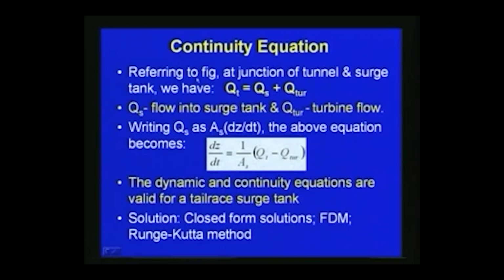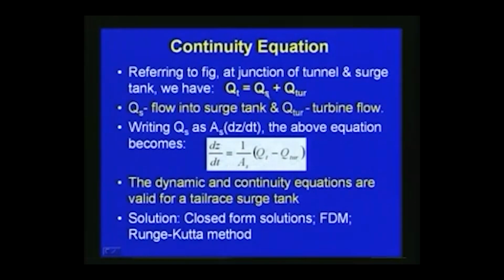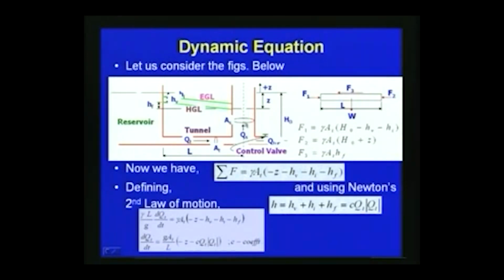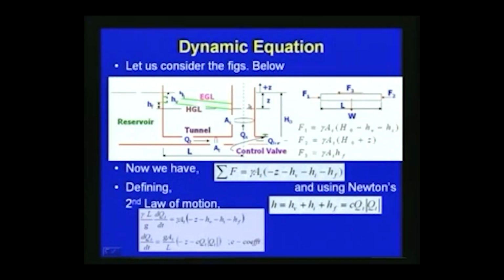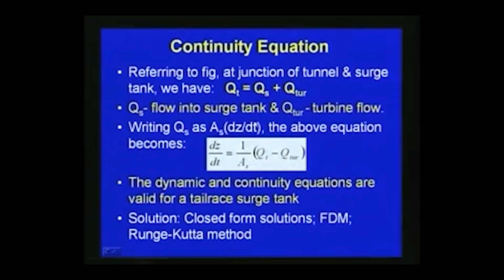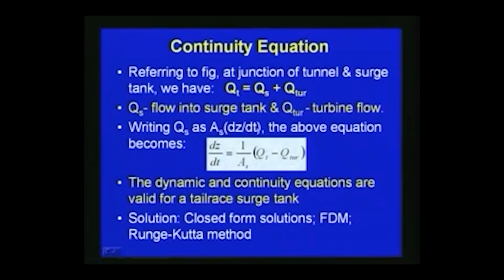the continuity equation we can simply write: the total discharge through the tunnel Qt is equal to what is going to the surge shaft Qs plus what is going to the turbine Q turbine. So Qs is the flow into the surge tank, Q turbine is the turbine flow. So writing Qs as As into dz by dt, where the cross-sectional area of the surge tank is As.